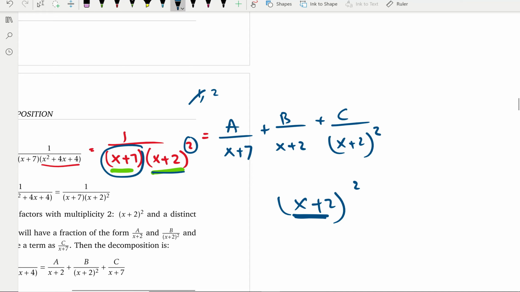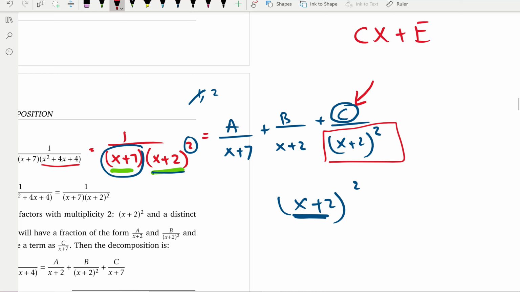Remember I said we choose our numerator in the decomposition to be one degree less than what you have in the denominator. Now one could argue, hang on a second, (x plus 2) square is x square plus 4x plus 4, so this is degree 2, and 2 minus 1 is 1. So this should be a degree 1 polynomial, not a constant. So this C should be like Cx plus E, a degree 1 polynomial. So why do we still have a constant here then? Why don't we write this?